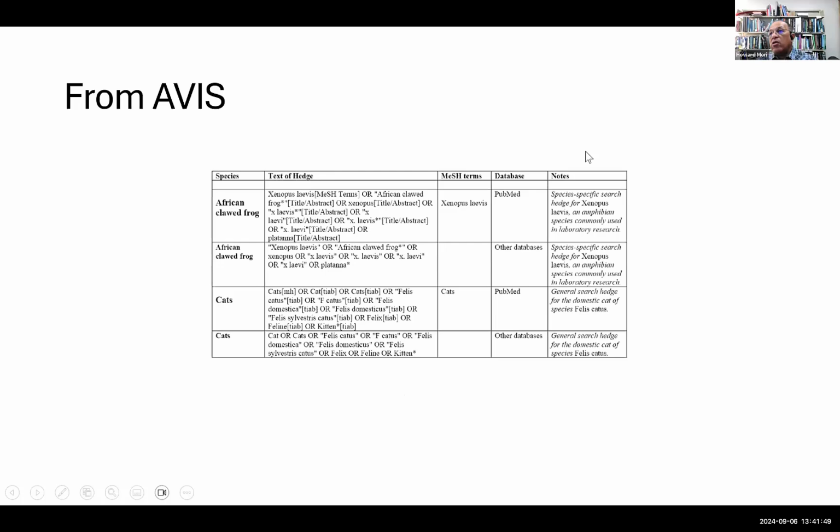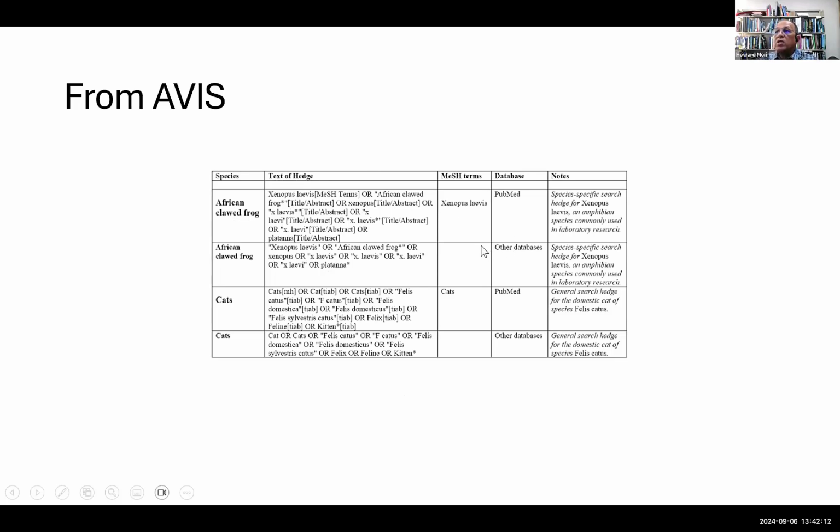Now, this other table I'm showing has two different examples, first for African clawed frogs and then for cats. They are not as extensive, but the first row is showing what you will have to type in PubMed for African clawed frogs.